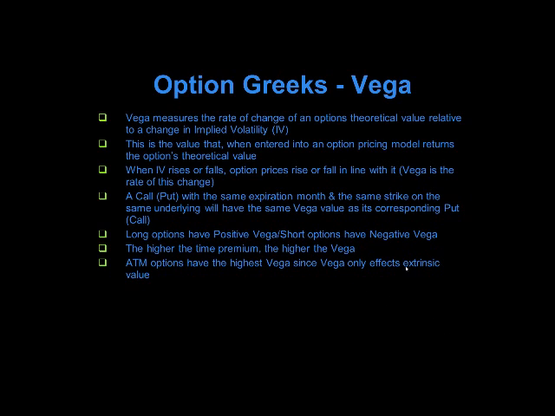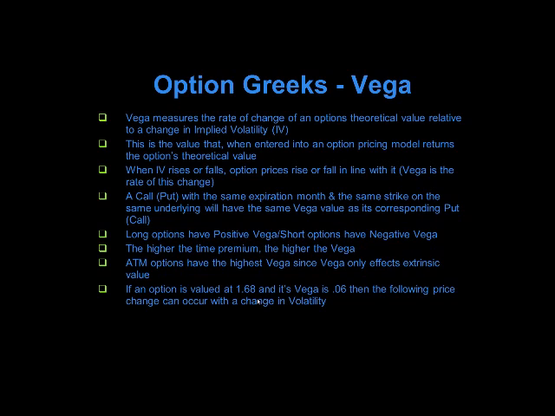Remember, Vega only affects extrinsic value. So if you've got a call or a put that's all extrinsic value, then you better understand where Vega is in your checklist of things to do, because if Vega is high and then it falls, you can literally lose all your money or a lot of your money in the option premium, even if the stock goes in your direction, okay?